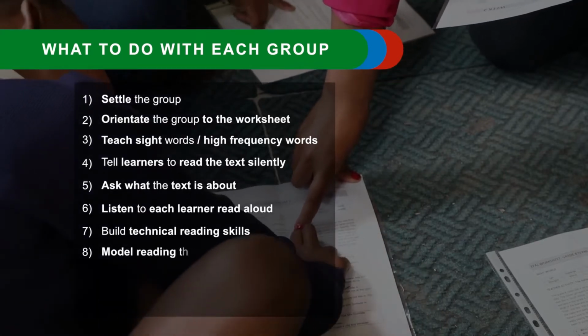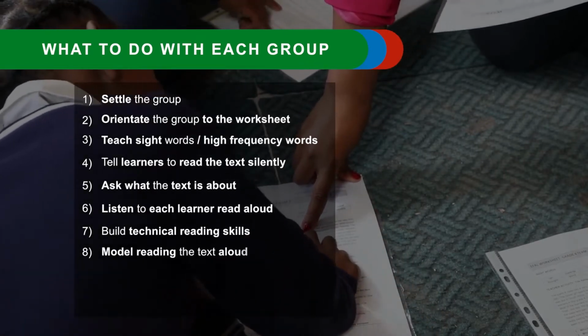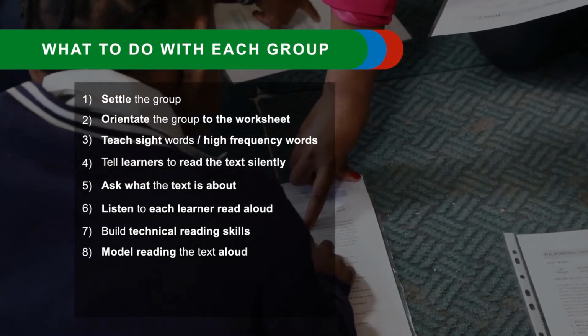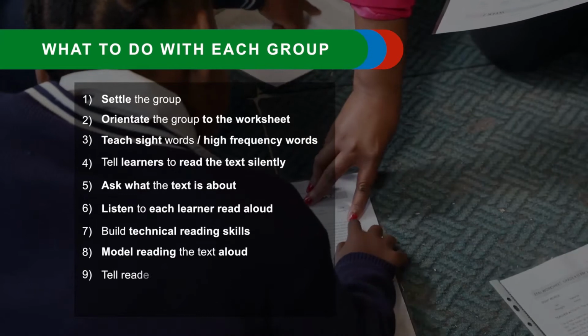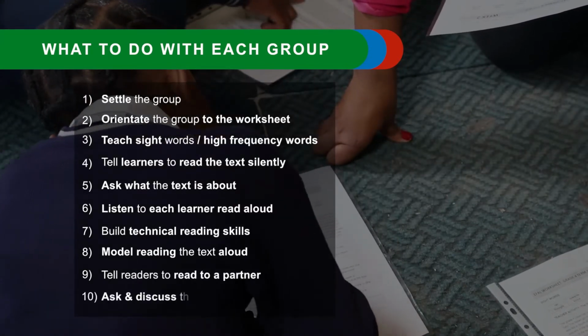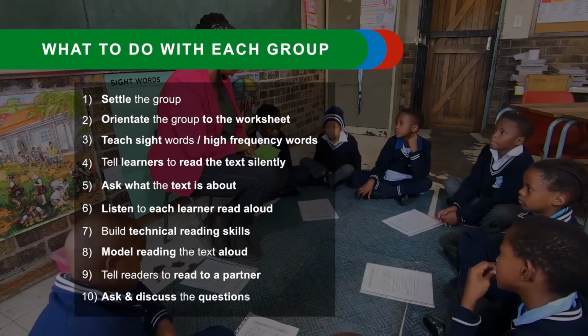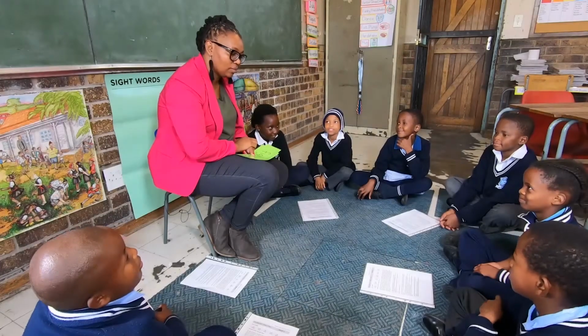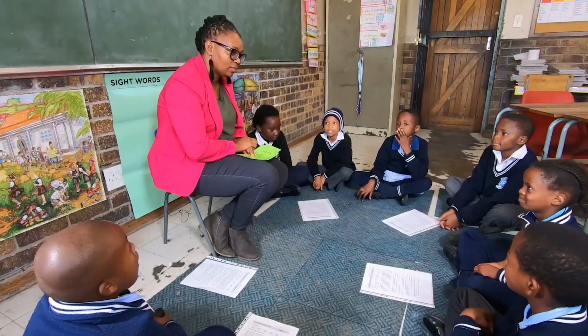Model reading fluently and with expression. Learners should follow along as you read. Embed meaning as you read. Then, tell the learners to read the text quietly to a partner. Finally, ask and discuss the questions that follow the text. Grade 4 teacher Maputi Molaudi will now demonstrate what she does as she works with two different groups.